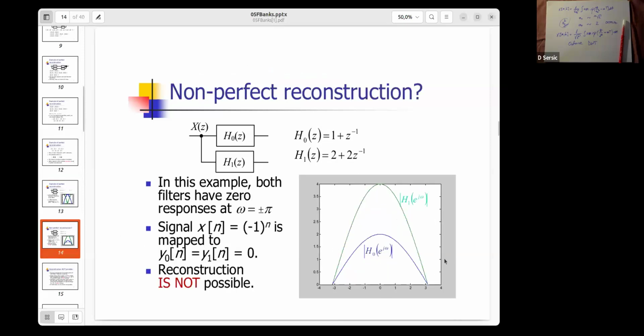For example, if two filters have coinciding zeros, and this is the example where the green one and the blue one have zeros in the same place, then the sequence -1, +1, -1, +1 will not go through either filter, and reconstruction for that frequency will not be possible. So we can say that such a filter bank cannot have the perfect reconstruction property.